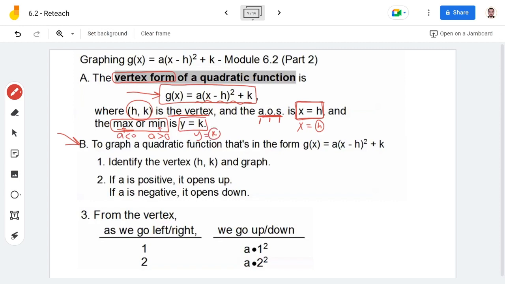Okay, now let's go to the graph. First step, we need to identify the vertex h and k. Second step, we need to identify whether a is positive or negative. If it's positive, it opens up. If it's negative, it opens down, which is downwards. You can use these steps to graph, or I will use the table way, because you already understand how to use the table way. So forget about these steps for now.